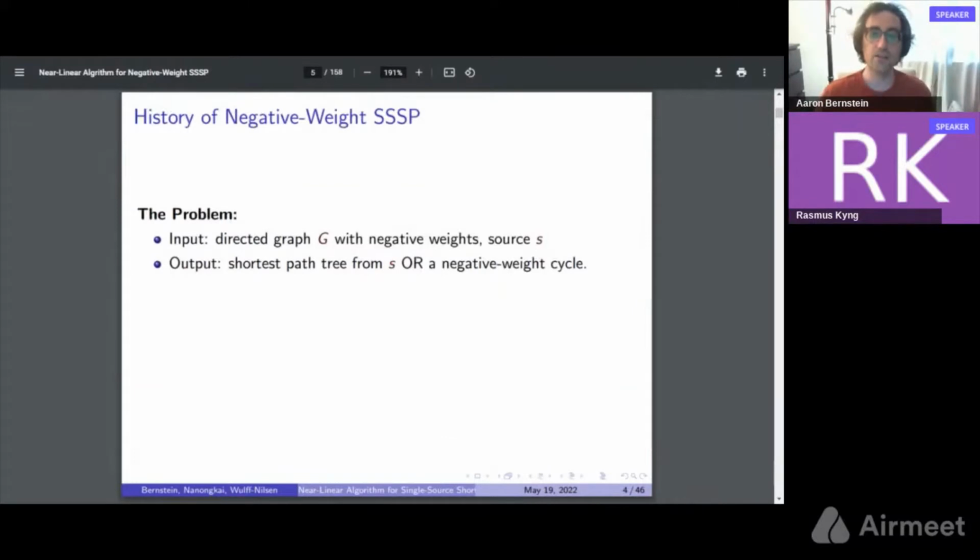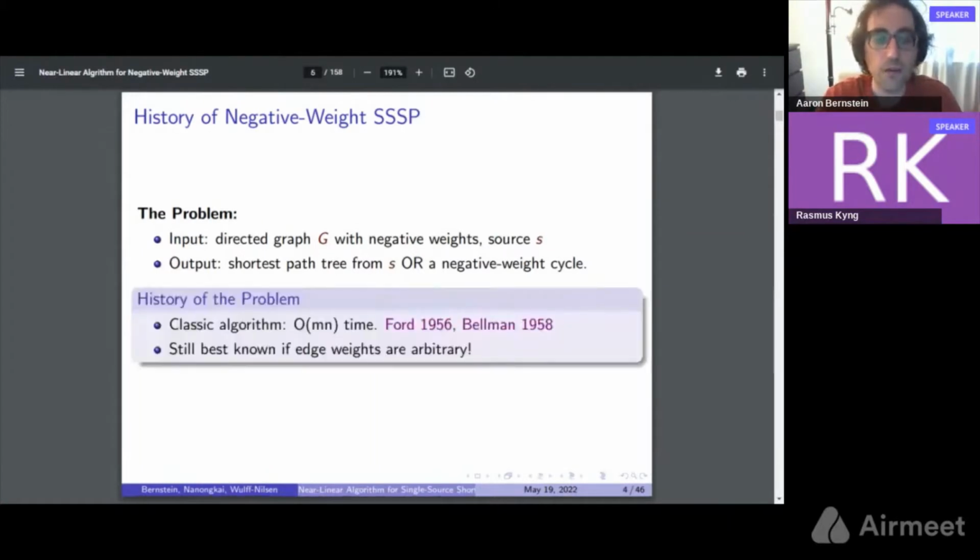So let's talk about the history of the case where you have a graph with negative weights. You have a directed graph, a source S, and you want to output a shortest path tree from S, or if there's a negative weight cycle, you want to output that. There's the classic O(mn) time algorithm, Bellman-Ford, and this is actually still the best known if your weights are totally arbitrary. So basically, for strongly polynomial time, mn is the best we know.